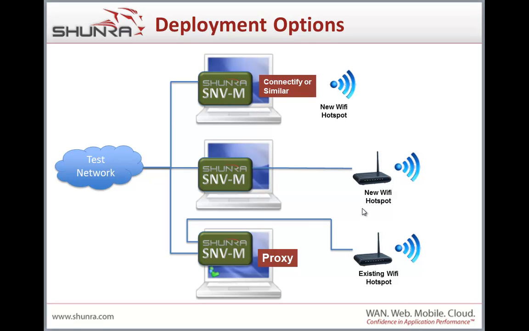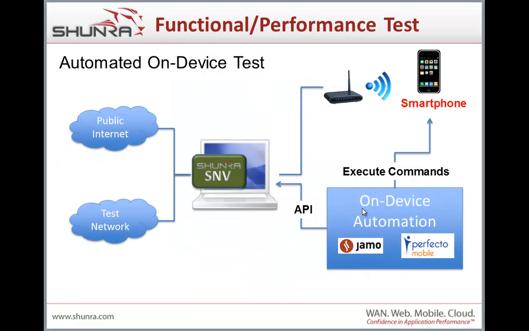The Shunra mobile test environment also supports on-device automated testing, including APIs to all of the on-device automation toolsets from Perfecto, Jammo, Keynote Device Anywhere, and other tools. What this means is that you may automate the execution of tests on the mobile device and use an API to change the network conditions so that you can see the virtual effect of changing between 2G, 3G, or changing the location.